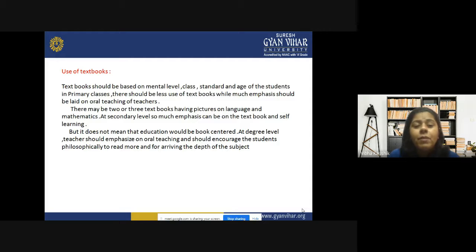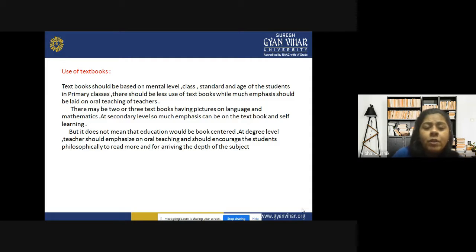When they are studying in primary class, there should be less use of textbooks, while much emphasis should be laid on oral teaching of teachers. There may be two or three textbooks having pictures on language and mathematics. If there are textbooks, they must contain pictures on languages and mathematics. At secondary level, much emphasis can be on the textbook and self-learning.